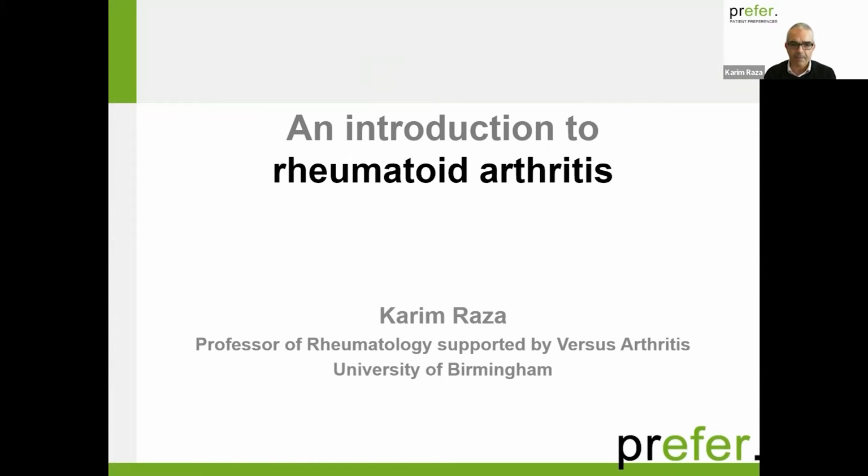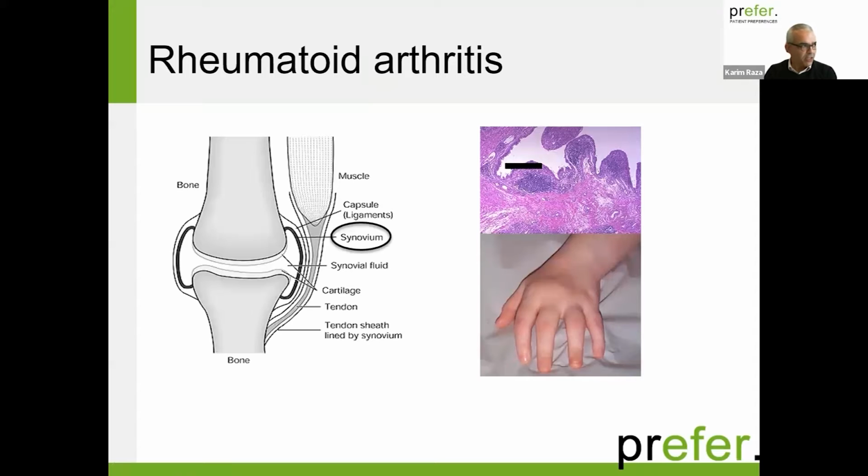Next slide. So rheumatoid arthritis is quite common. It affects about 1 in 100 people. It's more common in women than men. And it's a disease, of course, of the joints, but the part of the joint which it actually is targeted in rheumatoid arthritis is the synovium.